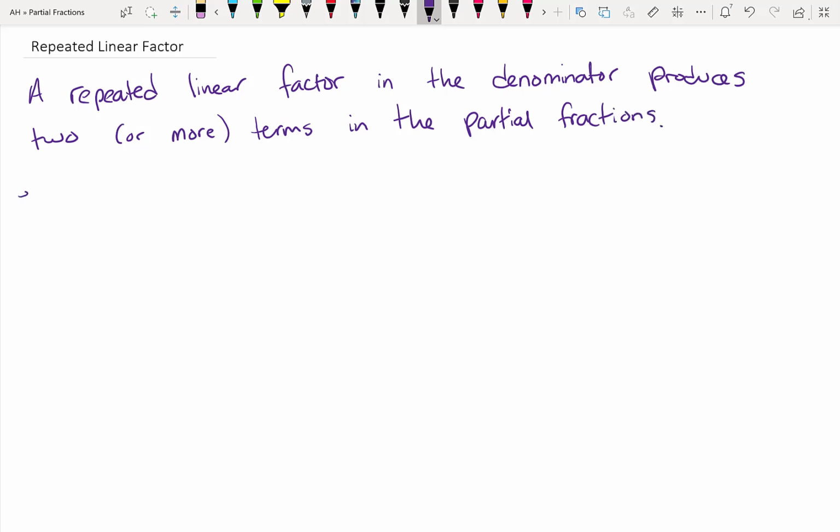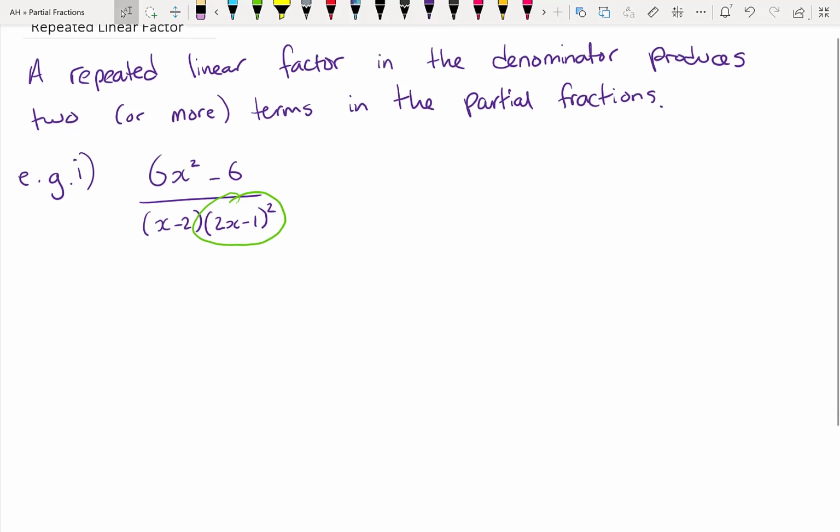So what do we mean by that? So first thing we are going to think about is we're going to just try and do one of the easiest way. So 6x squared minus 6 all over x minus 2, 2x minus 1 squared. Okay, and what we should be noticing is different in this one is that now in our bracket on the bottom, this bracket is squared. Okay, and so we are going to try and split it up into its partial fractions.